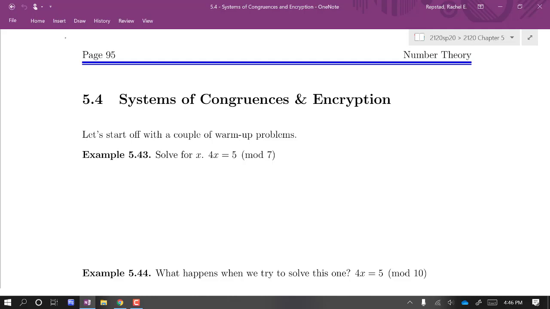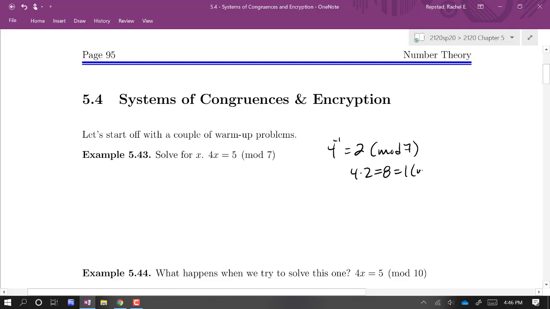Now remember, we don't have division in modular arithmetic, but we do sometimes have multiplicative inverses. 4 and 7 are relatively prime, which means that 4 has an inverse mod 7. And the inverse of 4 mod 7 is 2. And this is because 4 times 2 is 8, which is 1 mod 7. So what we're going to do is multiply both sides by 2.